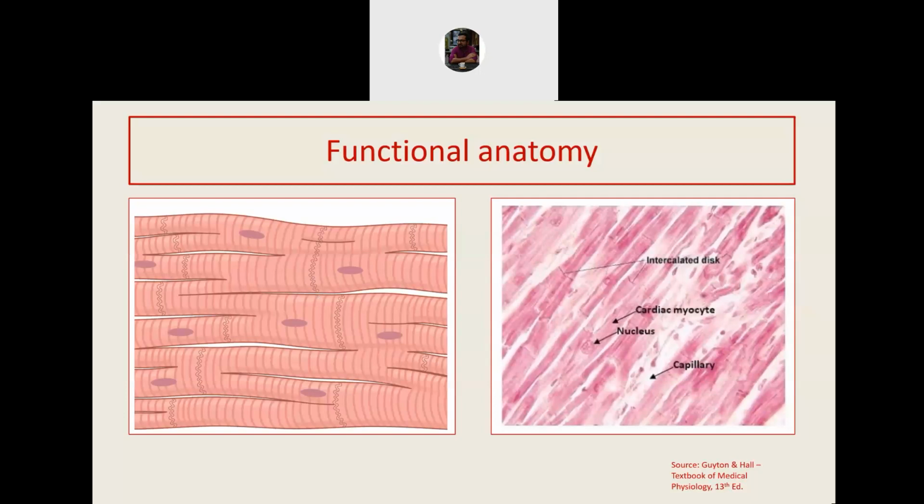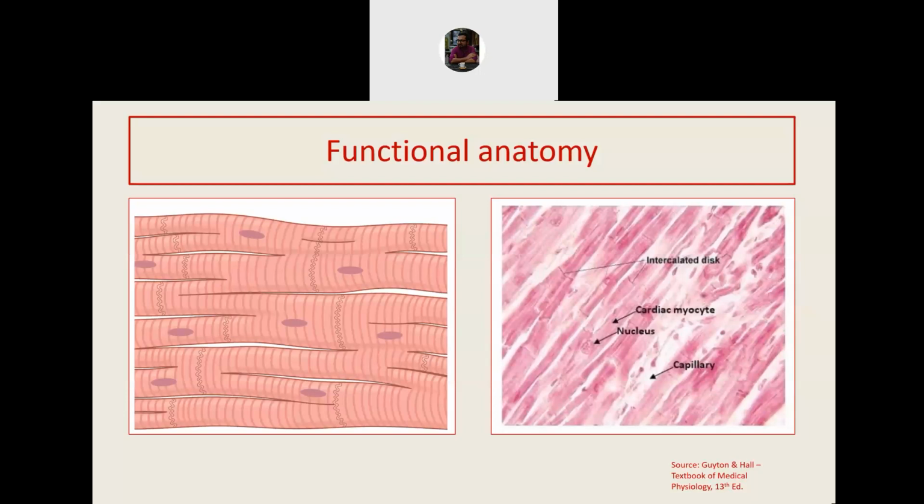They contain the desmosomes and fascia adherens for their mechanical strength so that they don't rupture and separate. And they contain gap junctions so that the current can uninterruptedly flow from one cell to another. And this makes the heart not only a functional syncytium but also a structural syncytium.